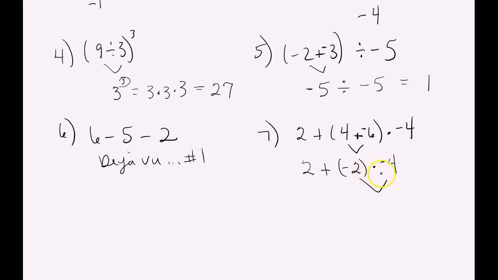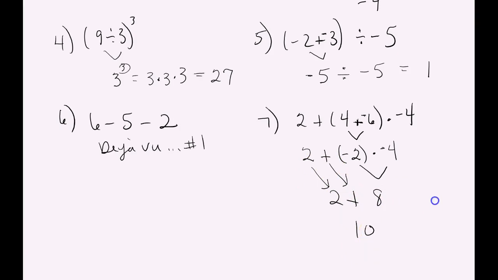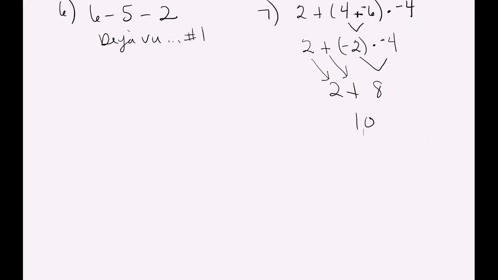So a negative 2 times a negative 4 is a positive 8 because a negative times a negative is a positive. Then you recopy what's in the front. So bring that down, bring that down. 2 plus 8 is 10. So if you got that right, I'm super impressed because that is really tricky.